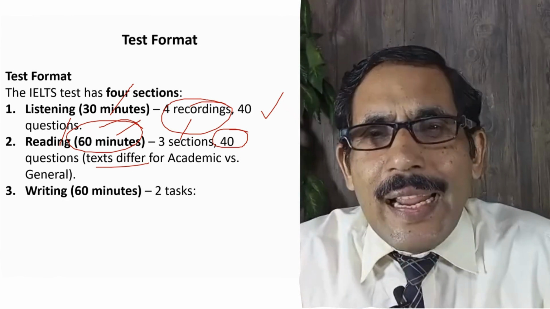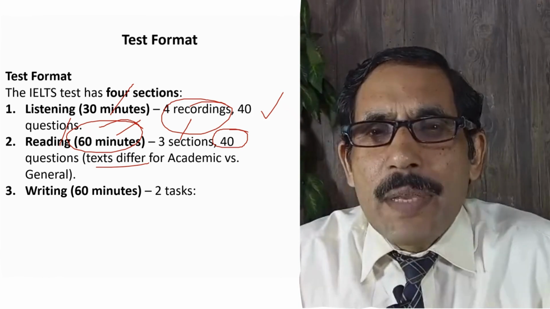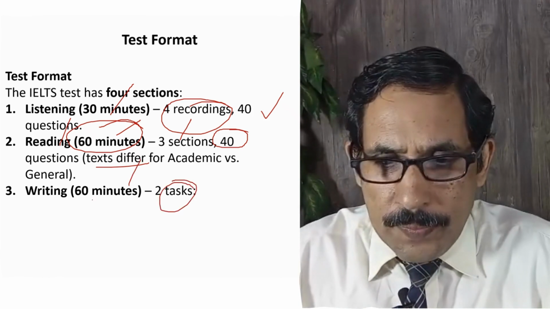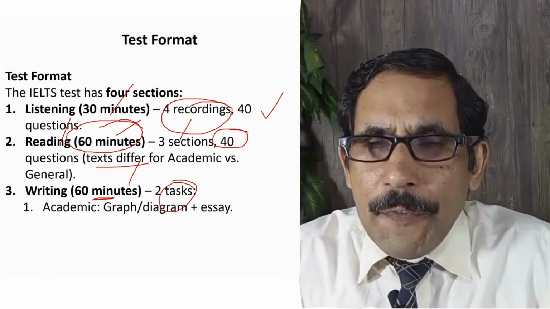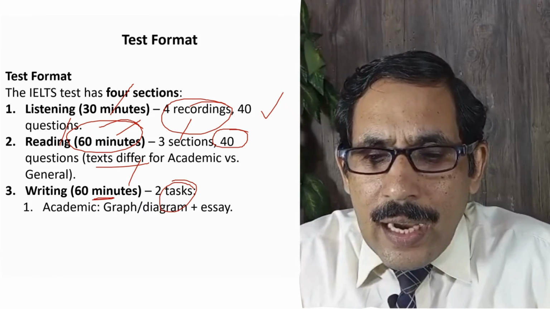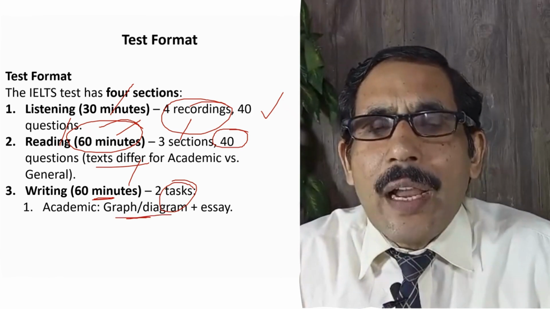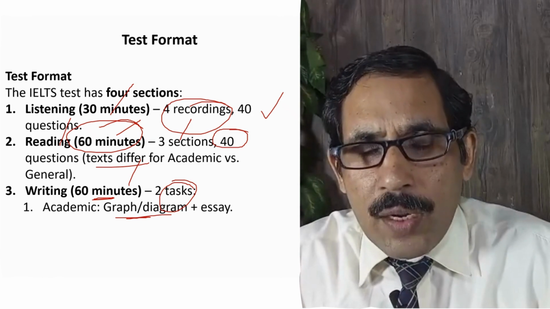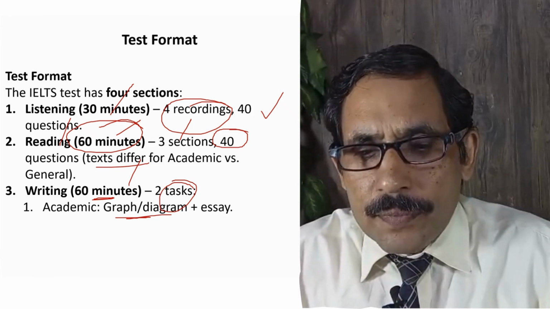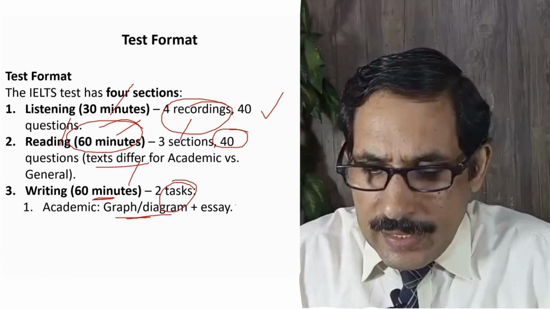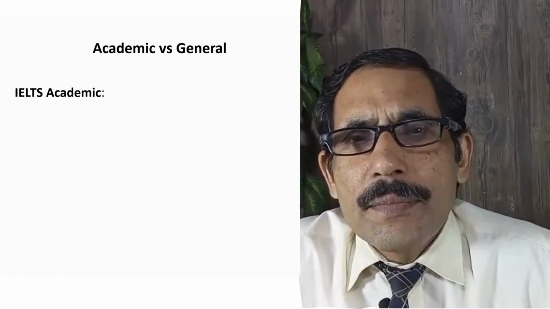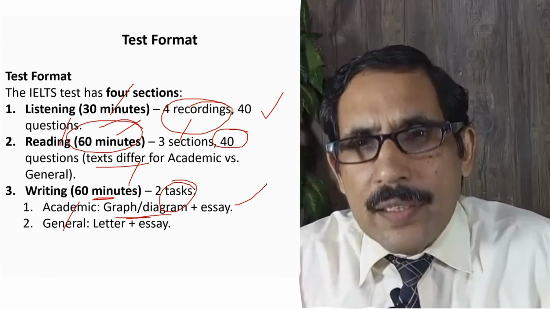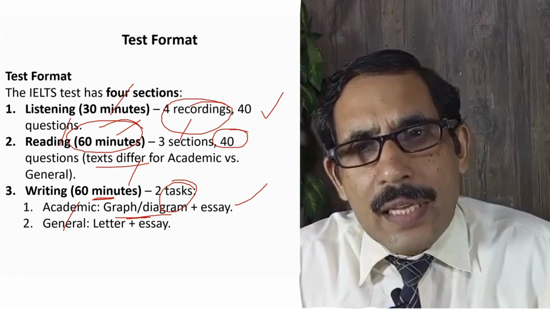The third one is writing, also 60 minutes, and it has two tasks, 30 minutes each. If it is academic, a graph or diagram is given and the candidate is asked to write about that diagram or graph, followed by an essay. If general, candidates are asked to write a professional letter followed by an essay.